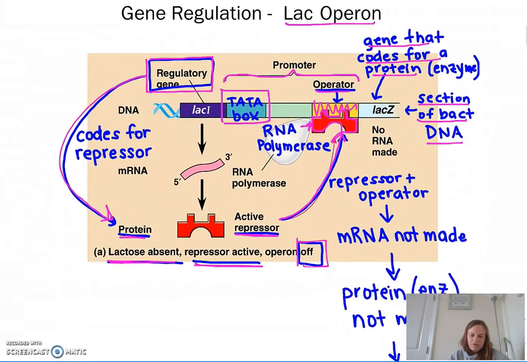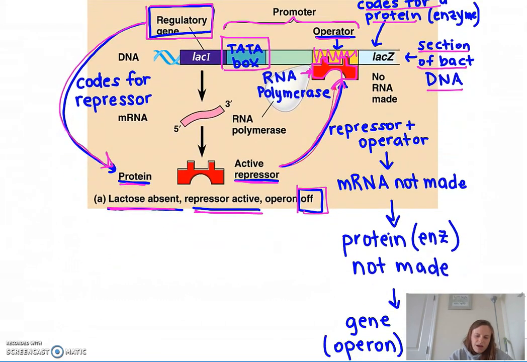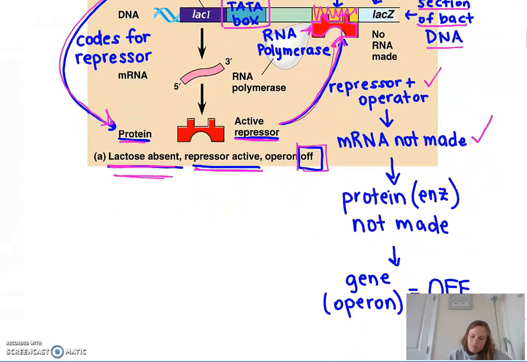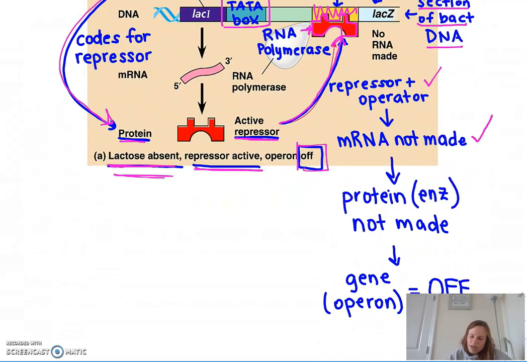So let's make a flow chart. If my lactose is absent, my repressor is going to bind to my operator. What that causes is a block for RNA polymerase, where the RNA polymerase can't make RNA. Because that RNA isn't made, the proteins, the enzymes that break down lactose in this case, aren't made.